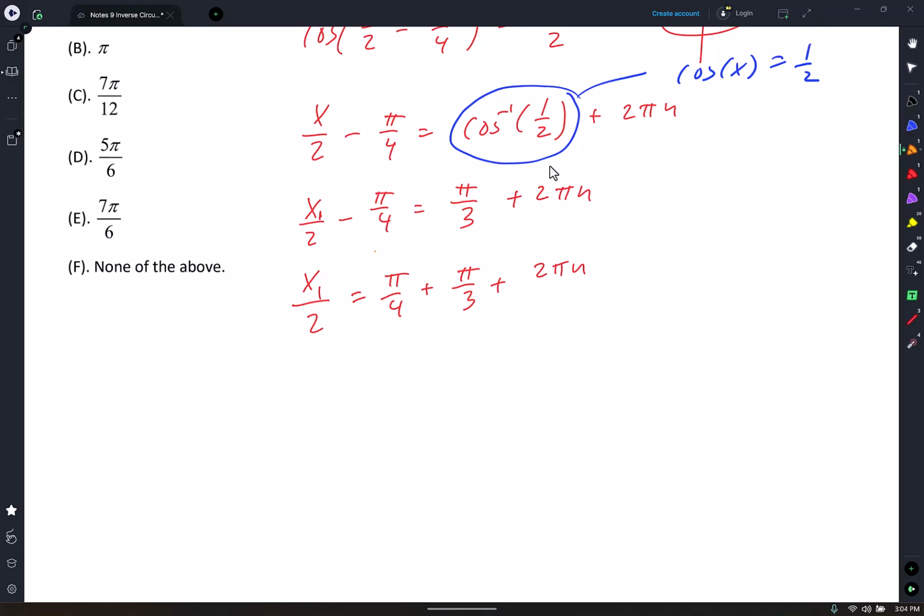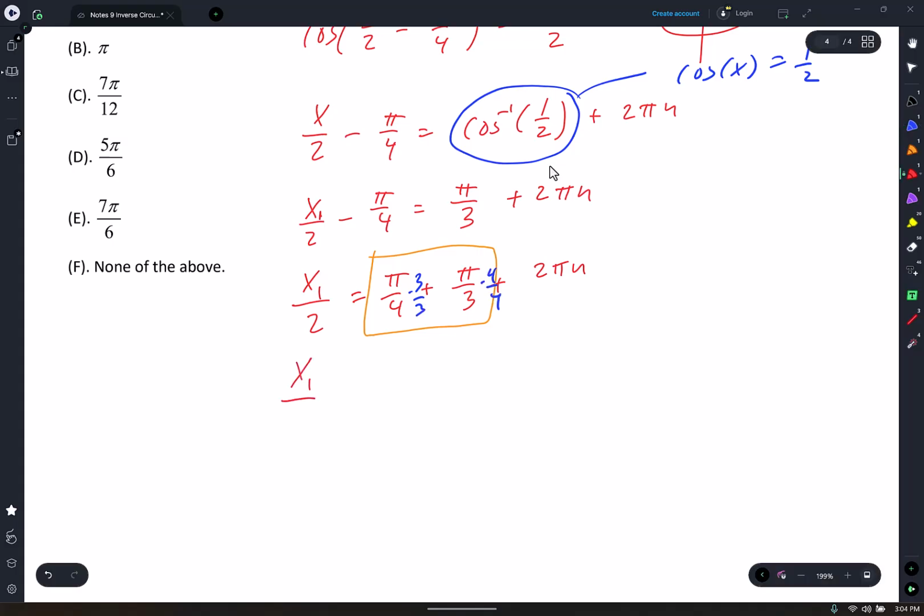Okay. This right here, guys, that I'm boxing, all I'm doing is finding a common denominator. You guys can do this. Times 3 over 3, times 4 over 4. x1 over 2 equals, this becomes 3 pi over 12 plus 4 pi over 12. What's 3 pi plus 4 pi? No, not 6 pi. 7 pi over 12. Does everyone know where I got the 12 from? That's my denominator. Plus 2 pi n. Are we still okay?